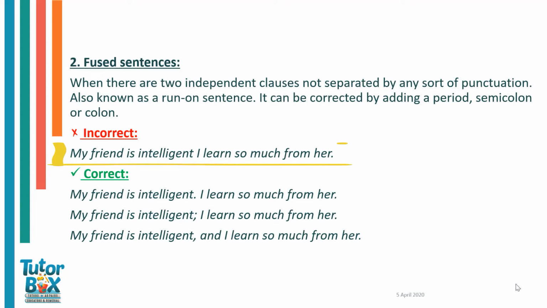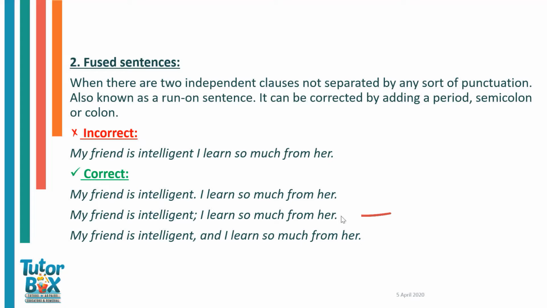So let's look at this example. My friend is intelligent. I learned so much from her. It's clear that there should be a break between these sentences, or independent clauses rather. One way to fix this is by breaking the independent clauses up into two by adding a full stop. So, my friend is intelligent, full stop, I learned so much from her.